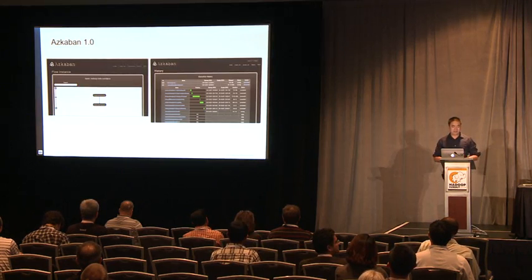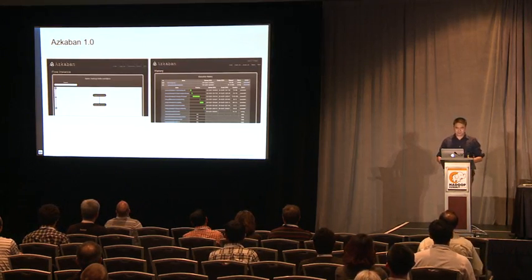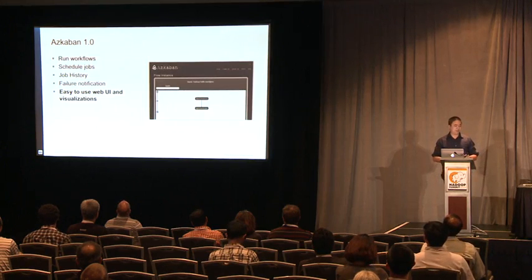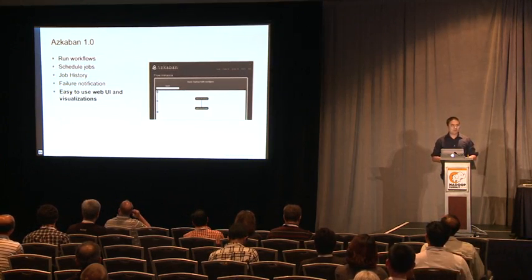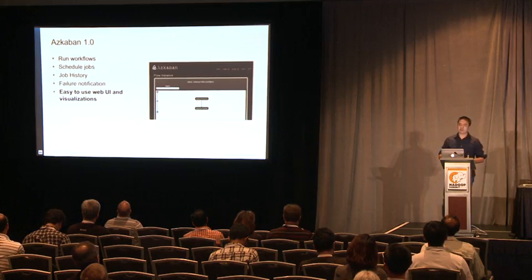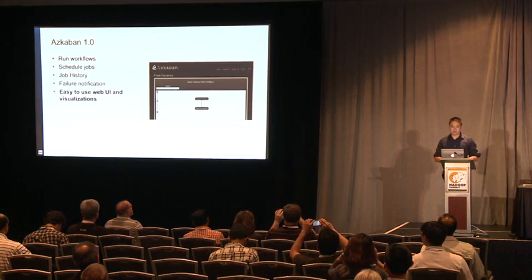And this is what it looked like back then. It was pretty Gothic looking, but it had the basic features that we needed. So with Azkaban, you could run workflows, you could schedule jobs, you could view the job history, and you had other features like failure notifications. But most importantly, it had a very easy to use web UI and visualizations that showed you what your flow looked like and how it ran.